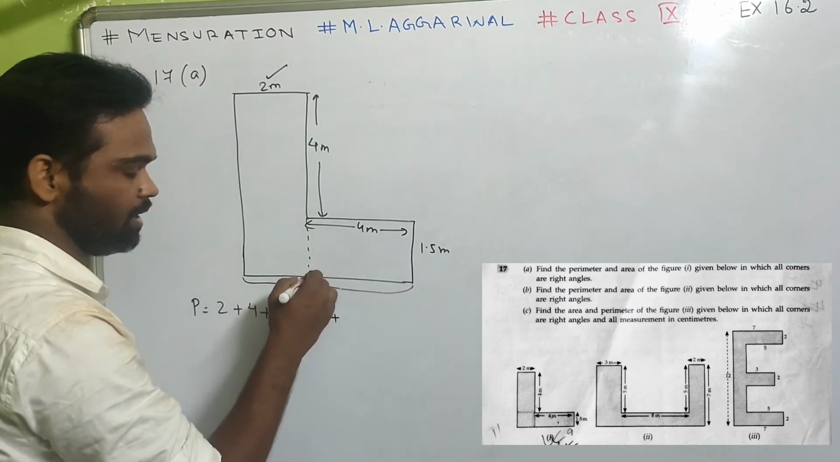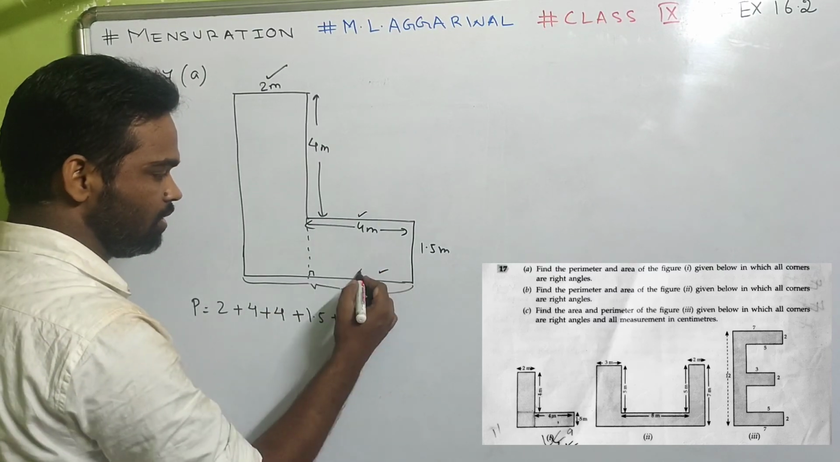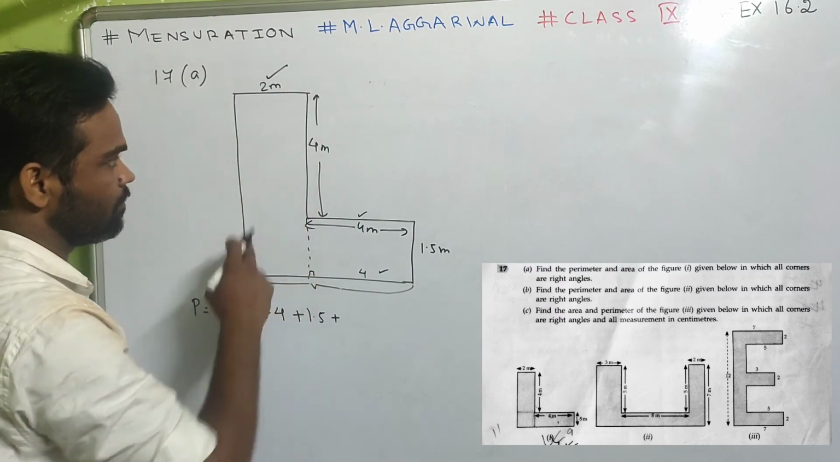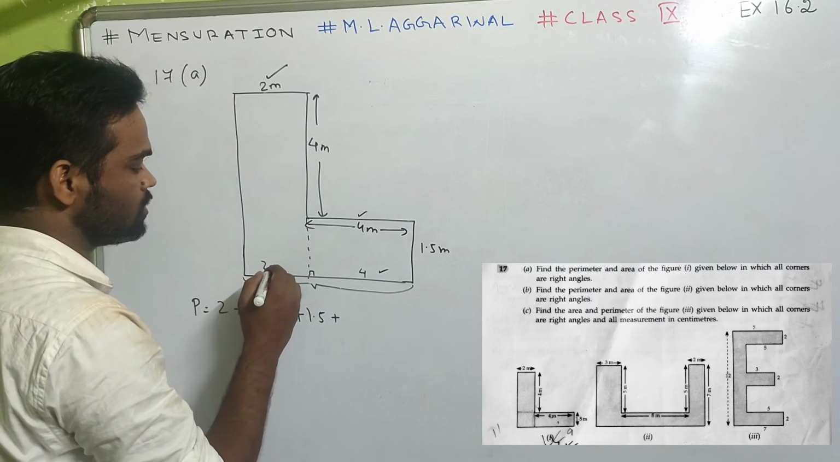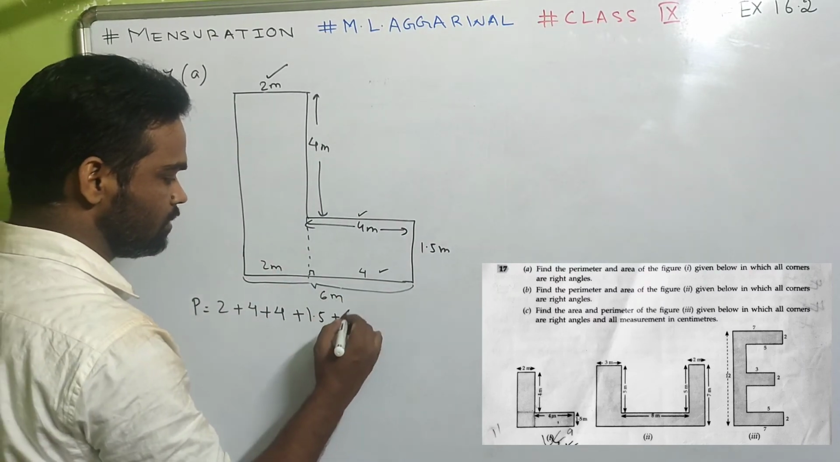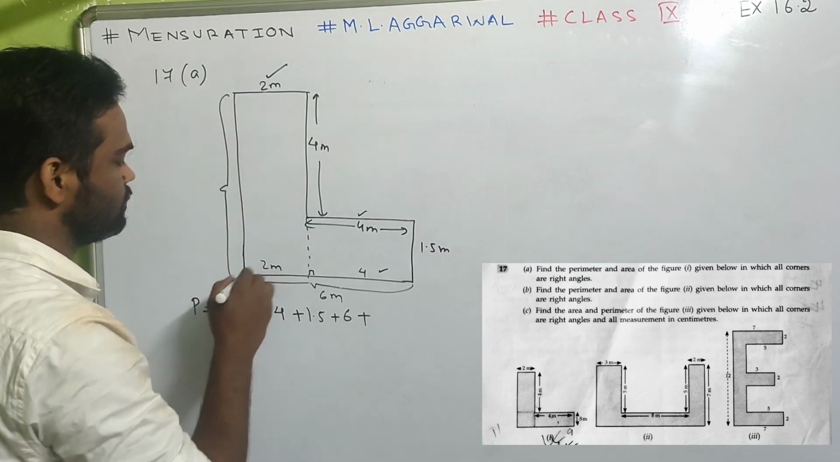If you drop a perpendicular, this becomes a rectangle. So this side and this side will be equal, 4, isn't it? And this figure also becomes a rectangle. So this is 2, this is 2 meter. So the total is 6 meter. So plus 6. Done.